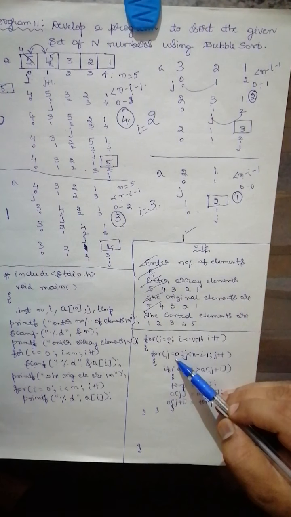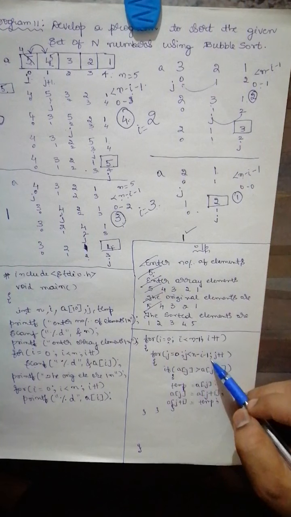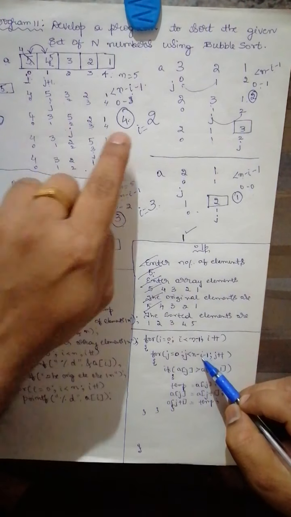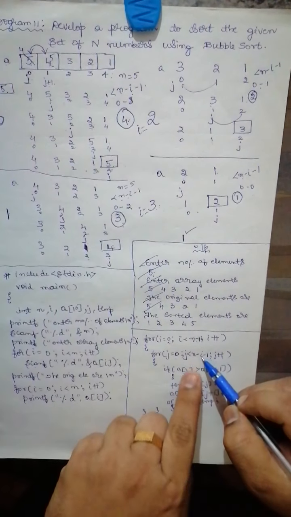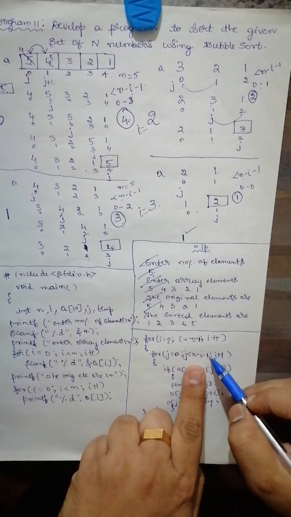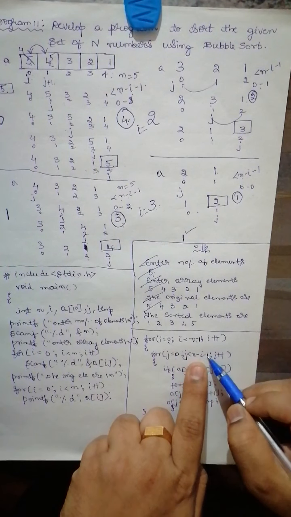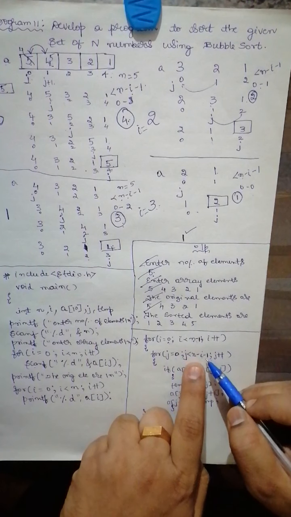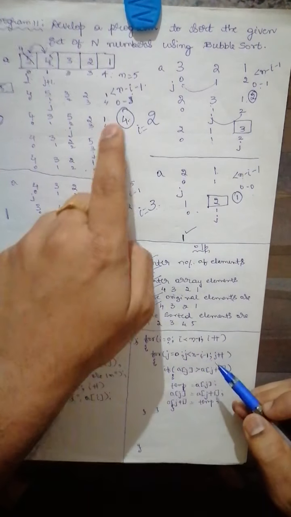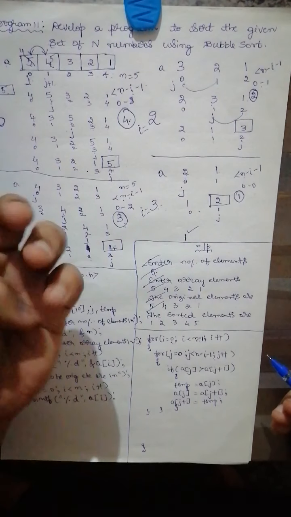Inner for loop, how many times will it execute? N minus I minus 1. For the first time, it must execute 4 times. So the condition would be written like this: n minus I minus 1. So it will be 5 minus 0 minus 1, 5 minus 1, 4. Less than 4 means up to 3 it will traverse. That is what I want. 4 means 0 to 3.